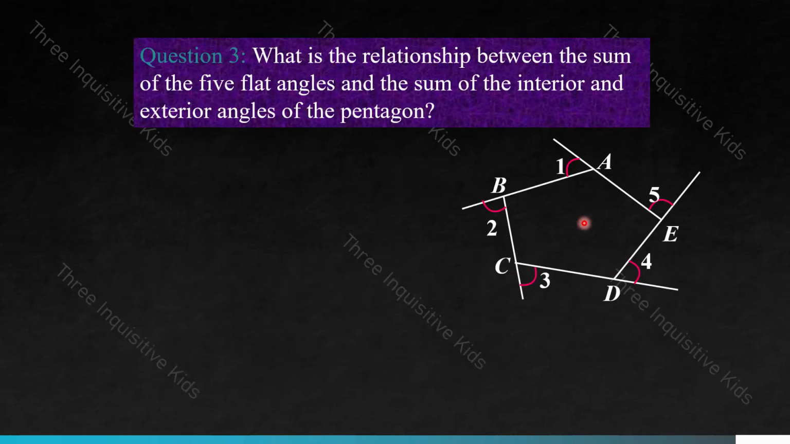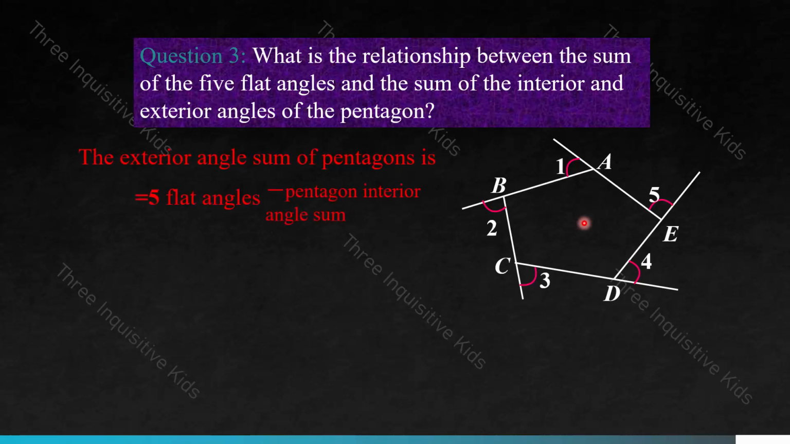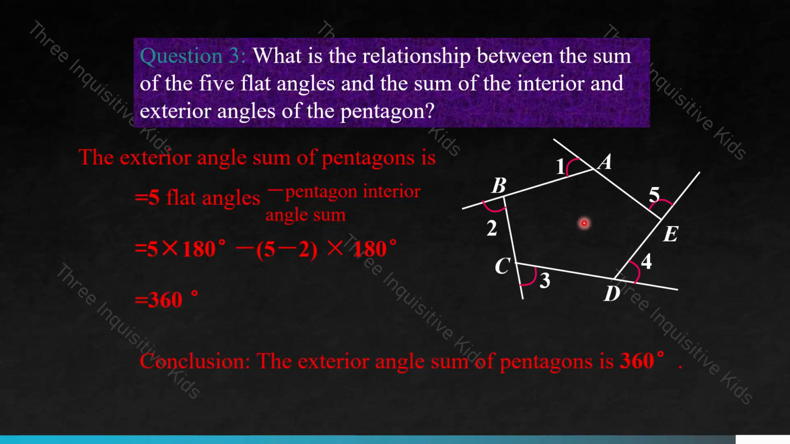Question 3. What is the relationship between the sum of the 5 flat angles and the sum of the interior and exterior angles of the pentagon? The exterior angle sum of the pentagon is the 5 flat angles minus the pentagon's interior angle sum. 900 minus 540 would be 360 degrees. So our conclusion is that the exterior angle sum of pentagons is 360 degrees.